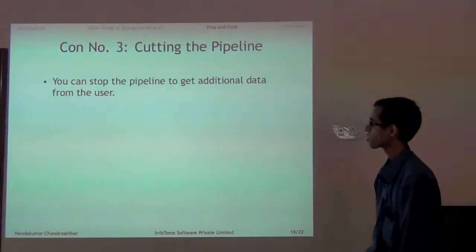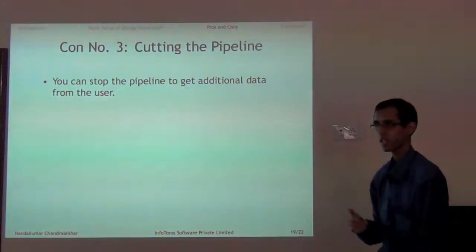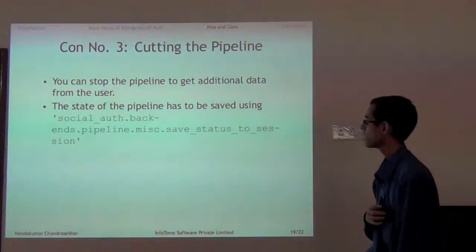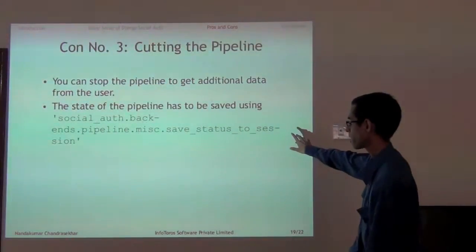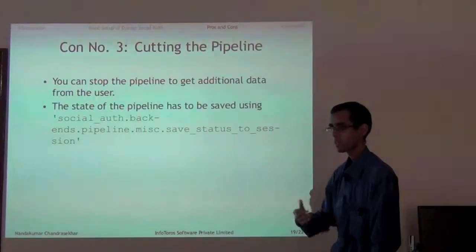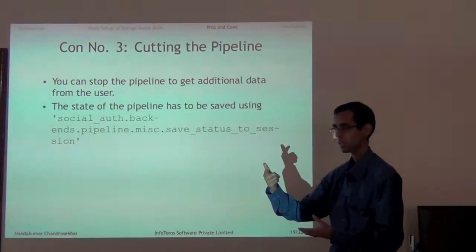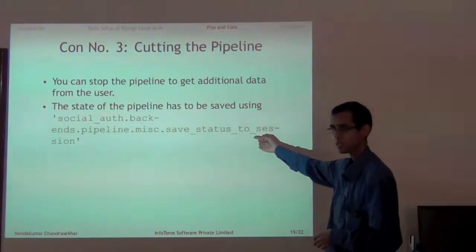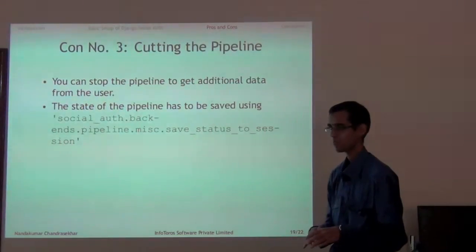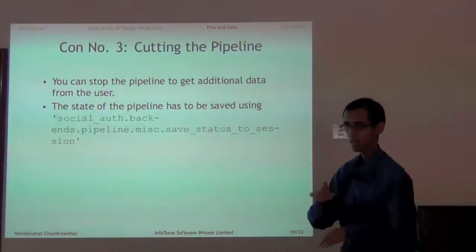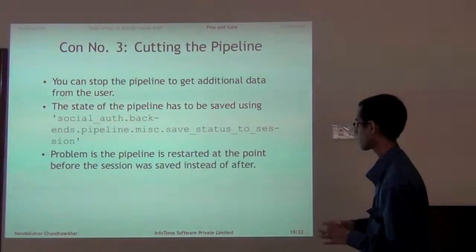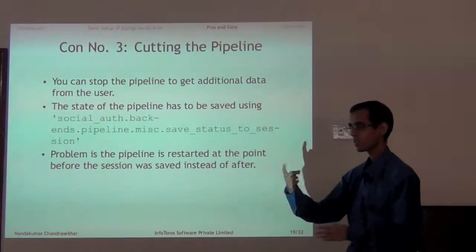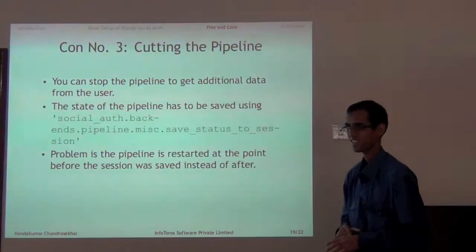Cutting the pipeline. So you can stop the pipeline, as I said, to get additional data, like terms of use, email settings, stuff like that. And what you have to do is save the status. Say pipeline step number 3 is where you want to cut the pipeline and get some user data. You have to save the status, then put in your function, then resume the status. The major problem is that you can say step number 3, after that I save the status. If I say resume, it will start at step number 3 again.